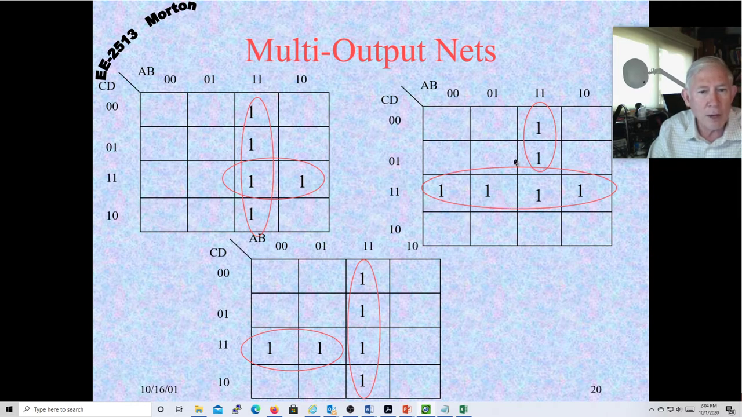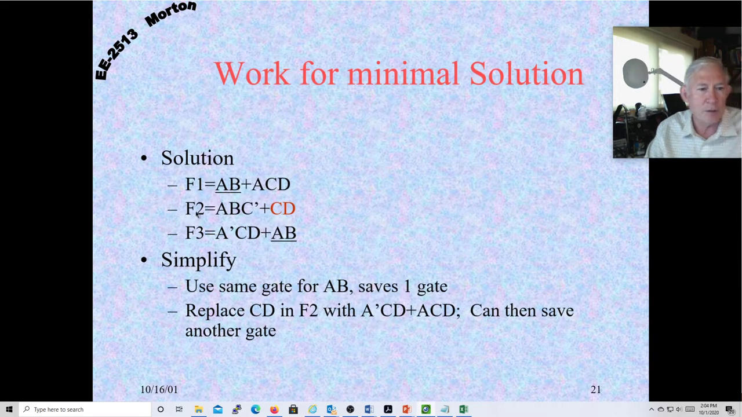So rather than group these two, we would just group these as non-prime implicants, because we already have these two here that we have to generate, so we might as well reuse them for this. And then we'd throw in this term, and that would give us the three outputs. Let's see what that looks like.